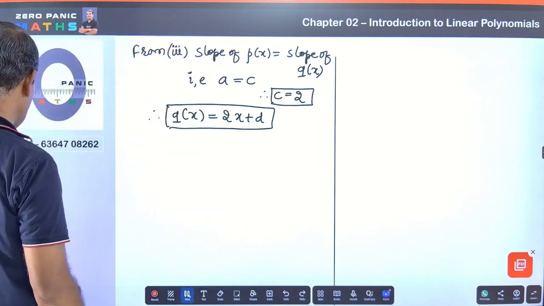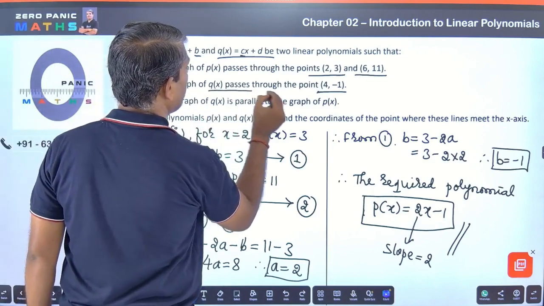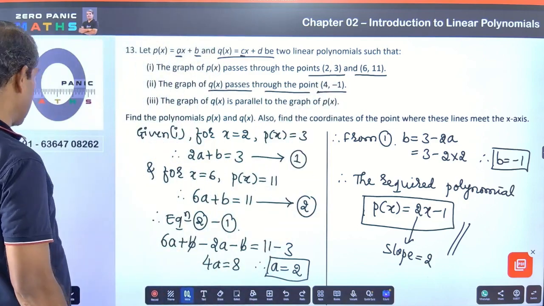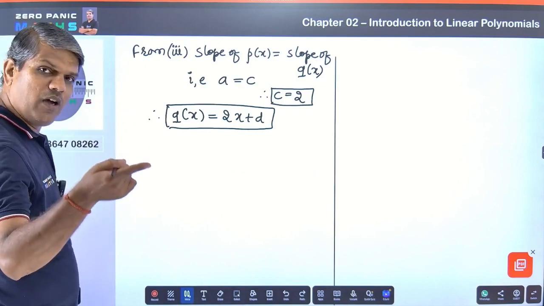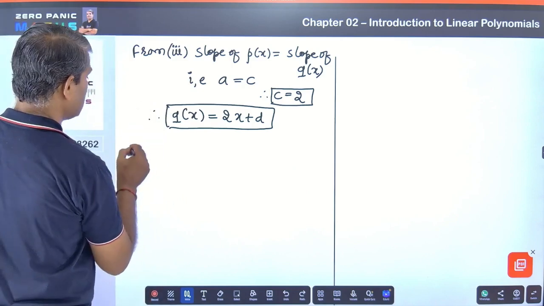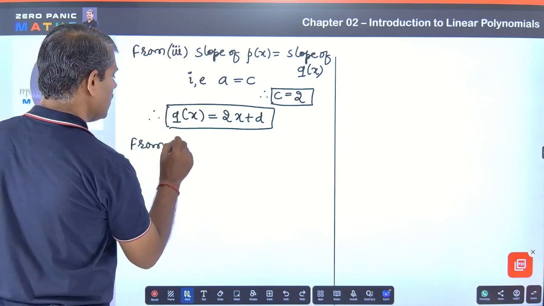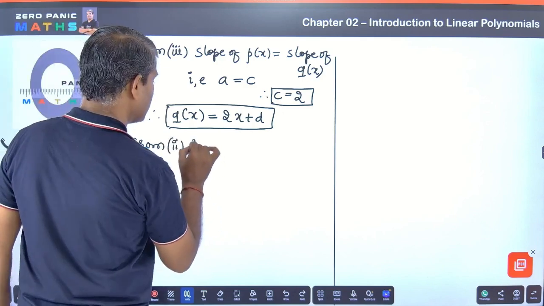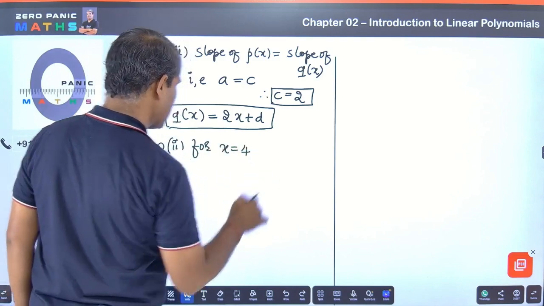Now what is given? Point number 2 says q of x passes through the point 4, minus 1. It means that for x is equal to 4, y is equal to minus 1, or q of x is equal to minus 1. So I can say from point number 2, for x is equal to 4, I'm making use of this point.